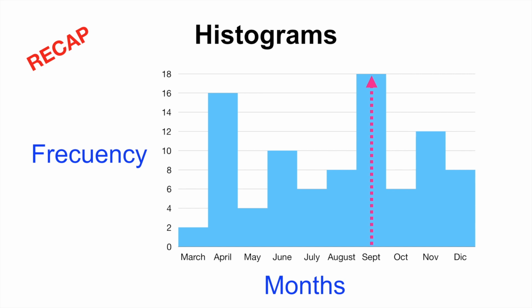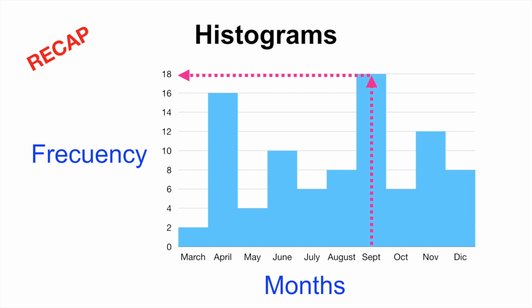So how do you read a histogram? As I said, exactly the same as a bar graph. Let's look at September, for example. You would follow that bar to the top and then follow it to the left. That's telling you that in September there were 18 attacks.